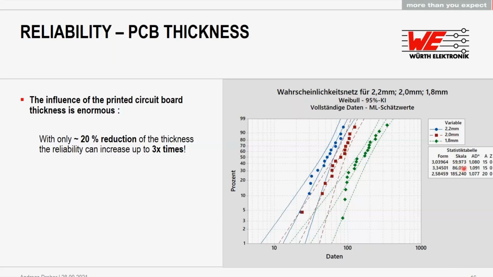The 2mm boards fail at 86 cycles, and the 1.8mm board at 180 cycles. So you can see even with small changes, a 20% reduction in the thickness can put up the reliability up to 3 times, which is a really big impact.